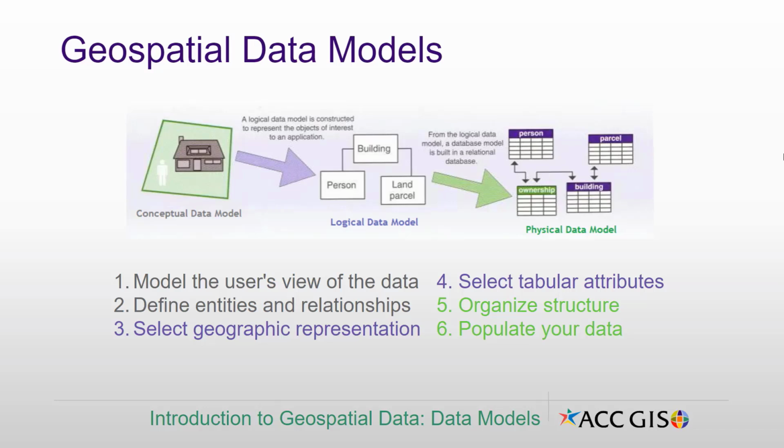In the logical data model, we need to select the geographic representation as well as the tabular attributes. And the geographic representation might be, for example, representing a building as point and a parcel as a polygon.